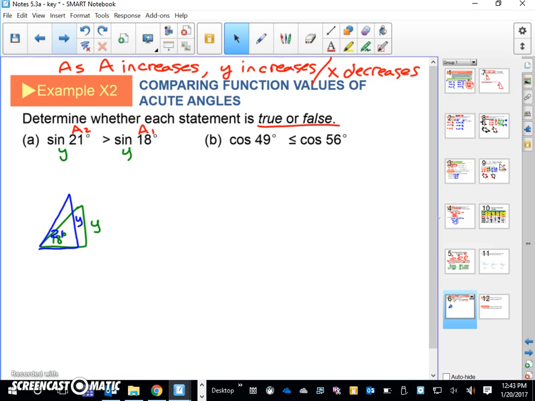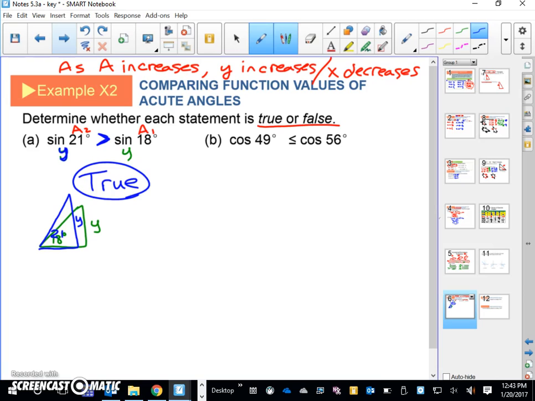I've opened up the angle, I've increased my angle, and as the angle increases, Y increases. Look at your Y values. Which one should be bigger? The Y value that's attached to the 18 degrees, or the Y value that's attached to the 21 degrees? The 21, right? So is that what this says? The Y value that's attached to the 21 is bigger than the Y value that's attached to the 18? That's exactly what that says, and that's why this answer is true.